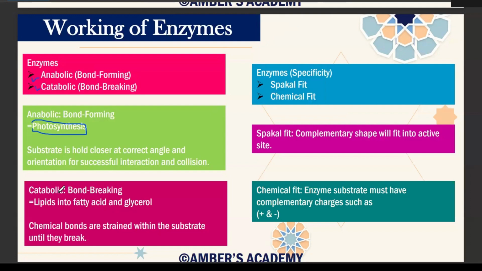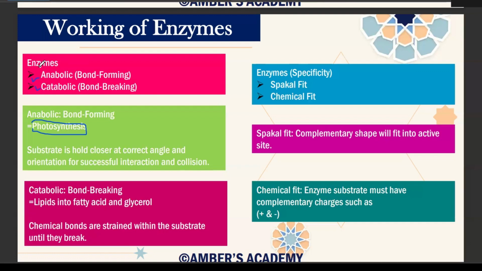Okay, then we have catabolic reactions, which could be breaking of lipids into fatty acid and glycerol, or breaking of proteins into amino acids, or breaking of cellulose into beta glucose. These are all examples of catabolic reactions, where chemical bonds are strained within the substrate until they break. So this is like an overview of what we have already studied in biological molecules.